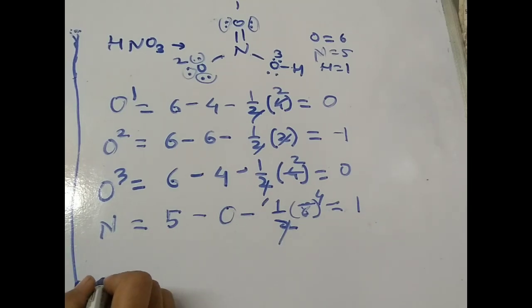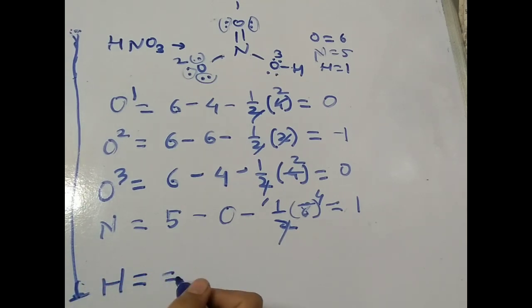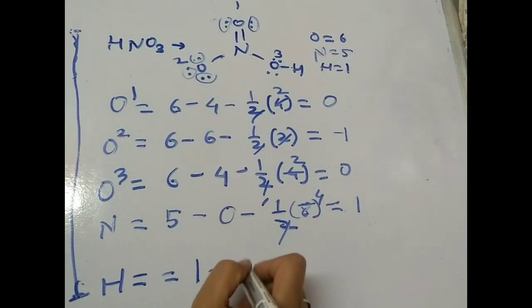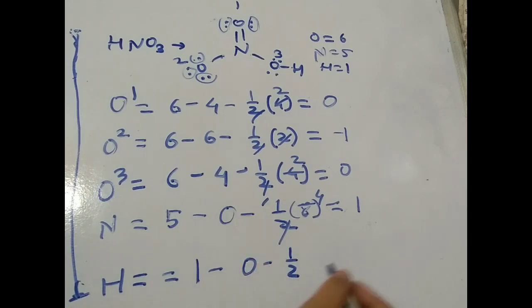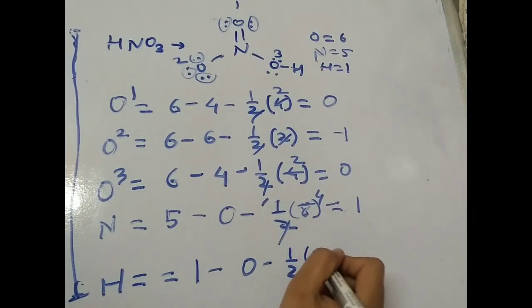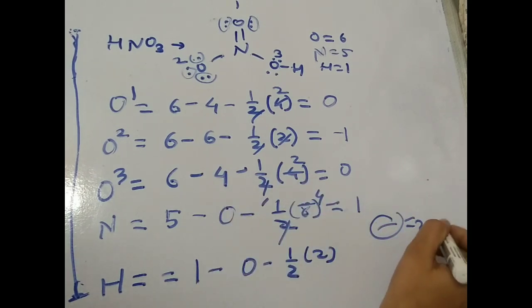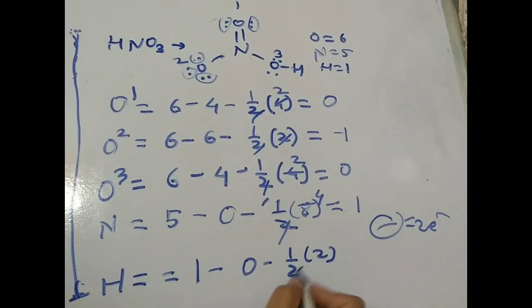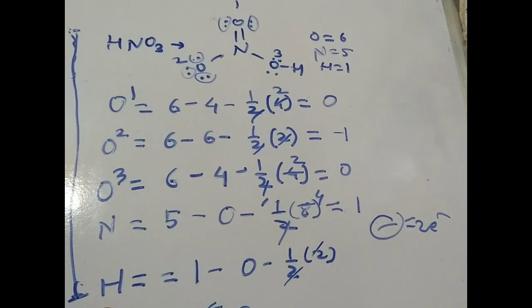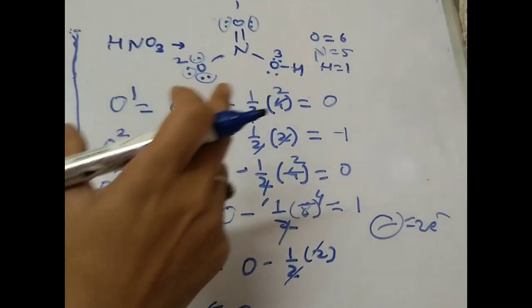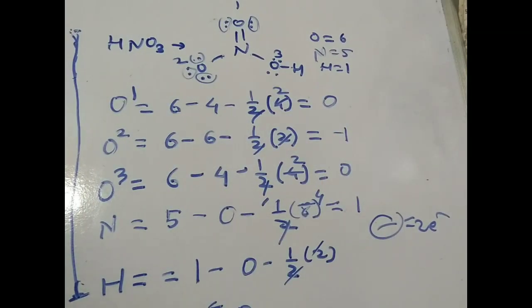After this we can calculate the formal charge for the hydrogen atom. Hydrogen has only one valence electron, minus no lone pair of electrons is present, so this is 0, minus half of the bonding electrons, which are only 1 and 2. One bond contains 2 electrons, so half of that is 1, so 1 minus 1 equals 0. So this is the formal charge for the hydrogen atom. So we have calculated the formal charges for HNO3, that is nitric acid.